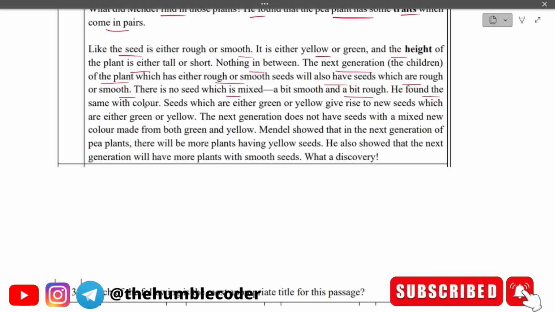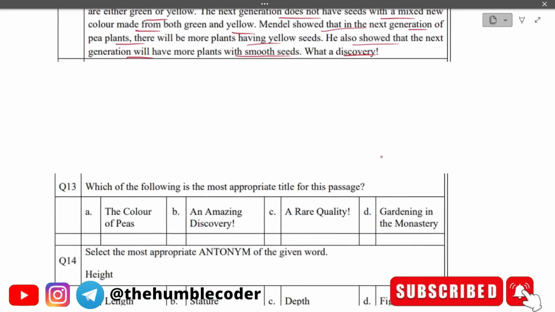He found the same with color. Seeds which are either green or yellow give rise to new seeds which are either green or yellow. The next generation does not have seeds with a mixed new color made from both green and yellow. Mendel showed that in the next generation of pea plants, there will be more plants having yellow seeds. He also showed that the next generation will have more plants with smooth seeds. What a discovery. Now we have read the complete passage.